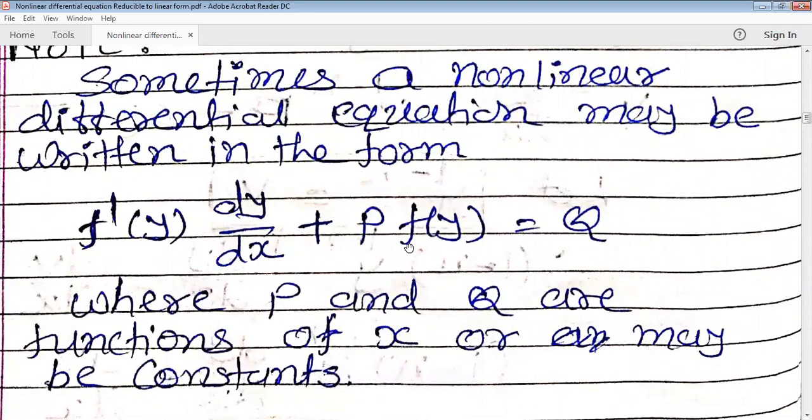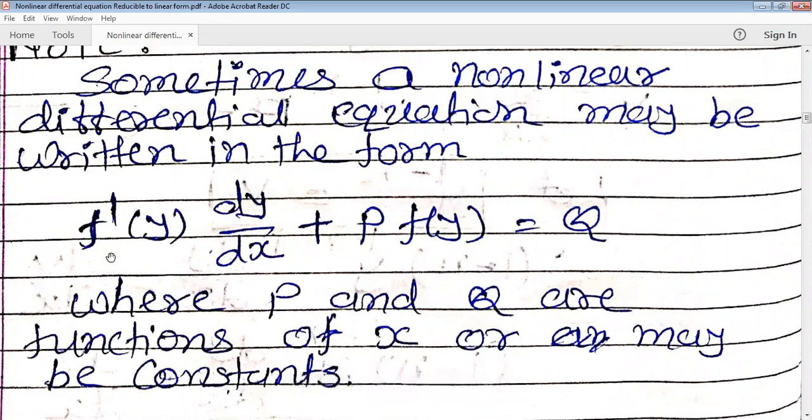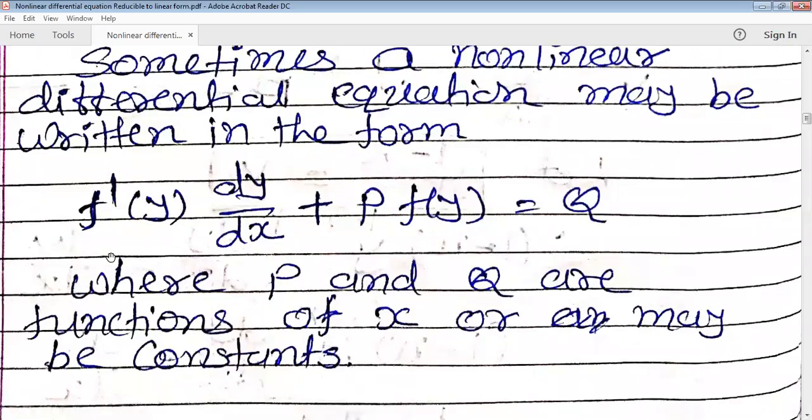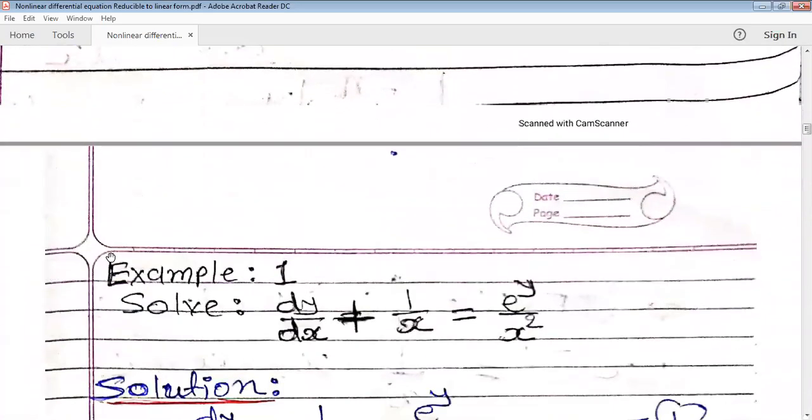Here f of y, and here the derivative of f of y, that is f dash y, where p and q are functions of x or maybe constant terms. This equation is also known as a non-linear equation. Students, our today's main topic is how to solve a non-linear equation. For solving a non-linear equation, first we have to convert it into the linear form.